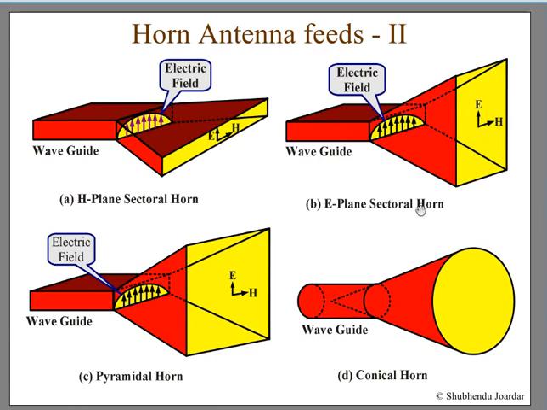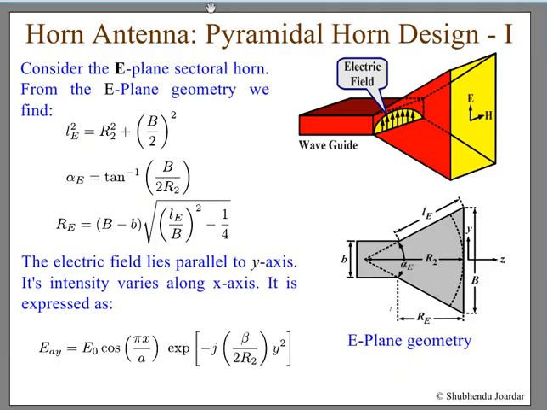So this is called the E-plane sectoral horn. And then this is a pyramidal horn, where you have flared it in both directions. That is, you have flared in E as well as in H. And this is a conical horn, where you simply flare it out symmetrically around this axis.